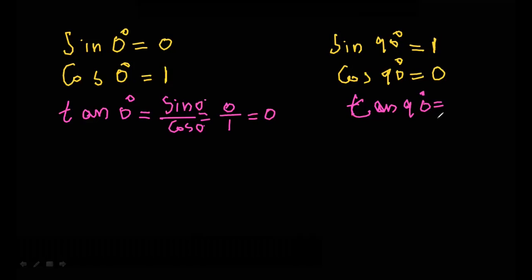Similarly, tan 90 is what? Sine 90 by cos 90. Sine 90 is 1 by cos 90 is 0. What is that? Anything by 0 is not defined. Not defined, or we can sometimes say infinity, right? Okay. Now we got sine, cos, and tan.